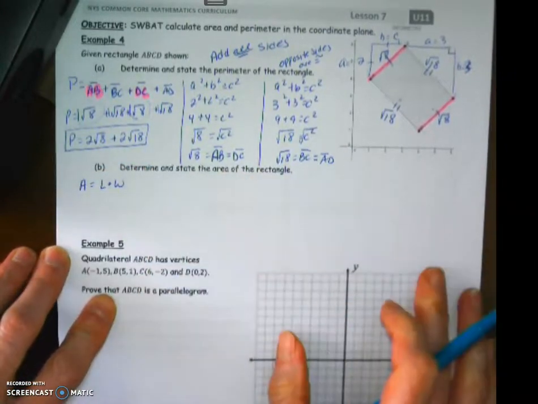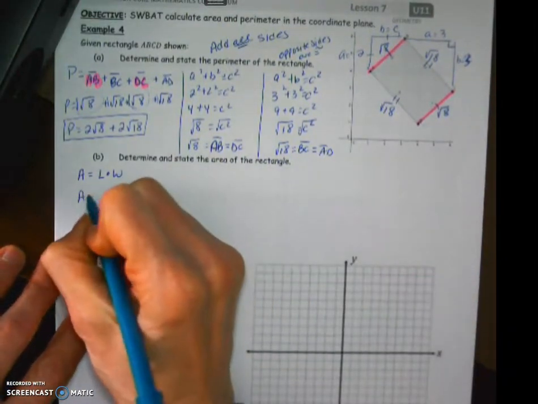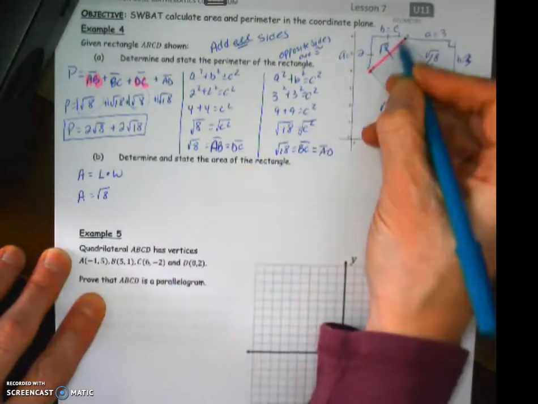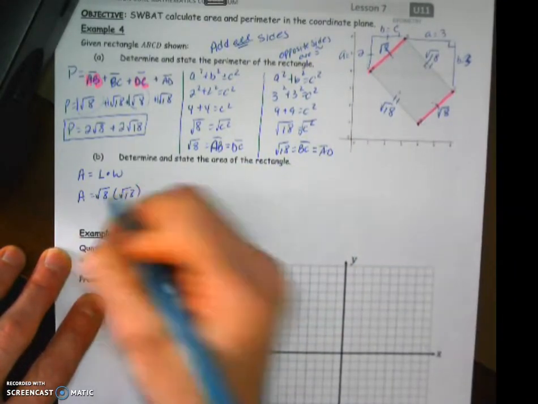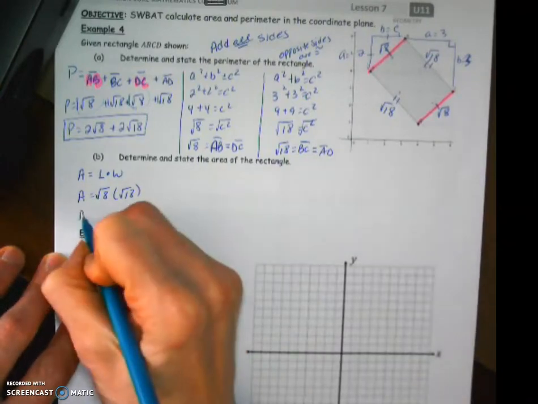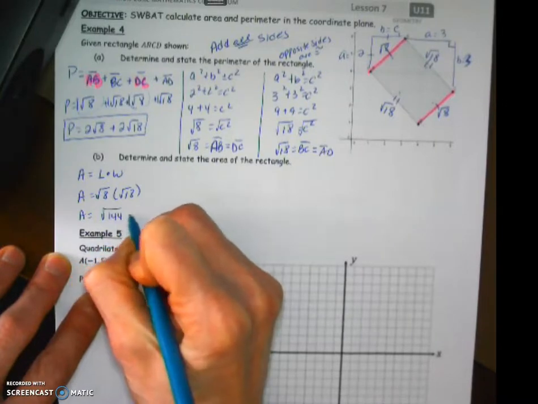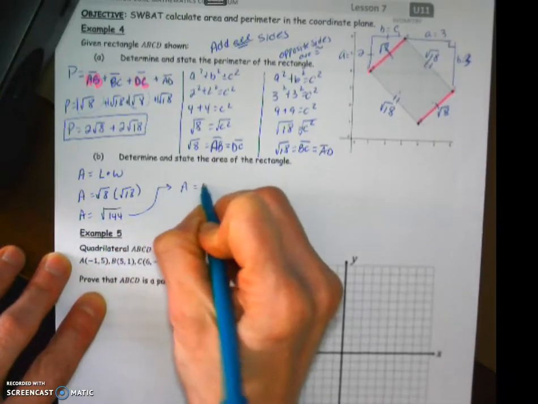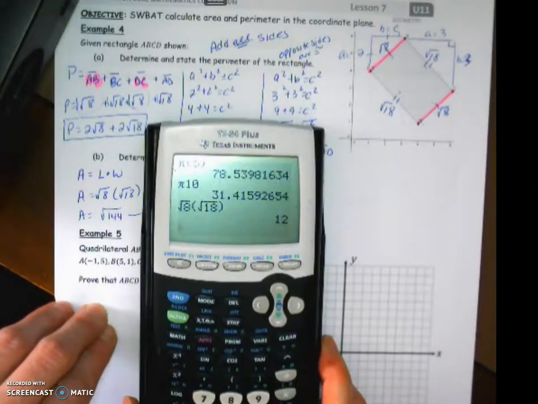Now it says determine and state the area of the rectangle. Well, the area of a rectangle is the length, which in this case, square root of 8, times the square root of 18. And once again, it does not say to round, but when I do the square root of 8 times the square root of 18, I actually get the square root of 144, which is actually 12. And I just wanted to show you guys on the calculator so you can check your answer as well.